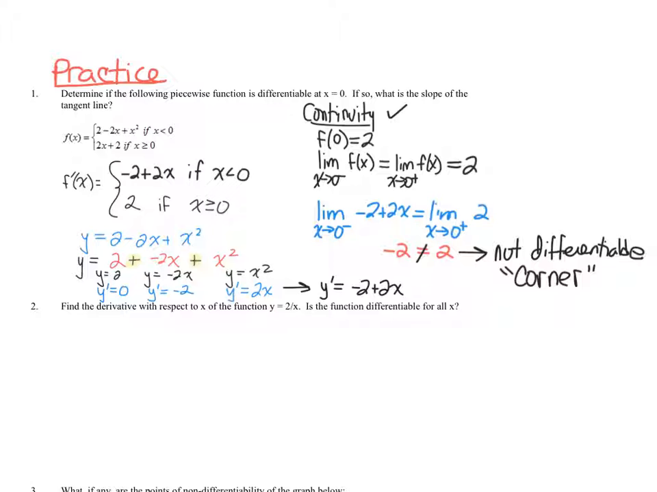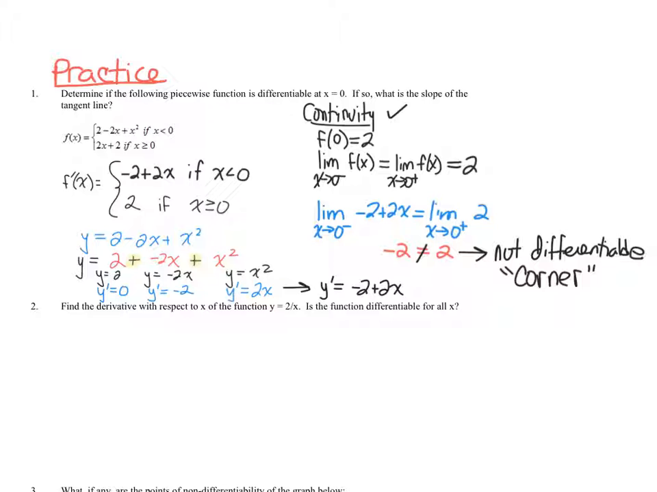Now, if the original function had an infinite discontinuity, well, that's a discontinuity, so it would not be differentiable at that location. So anywhere that there's a vertical asymptote or anything like that, you'd be looking at something that's not differentiable. All right. Number 2, find the derivative with respect to x.